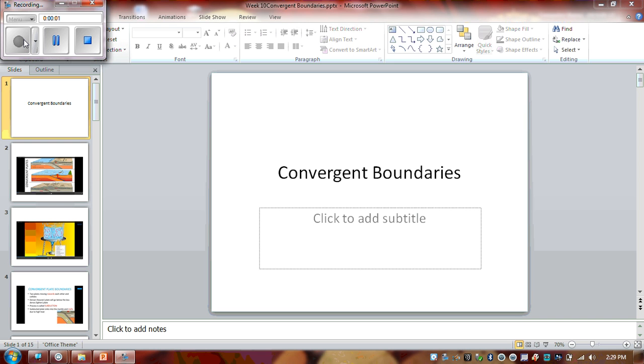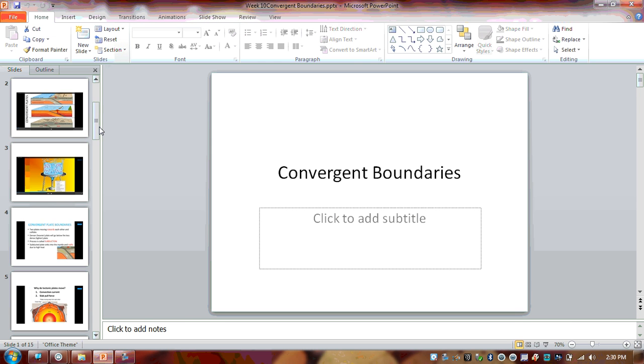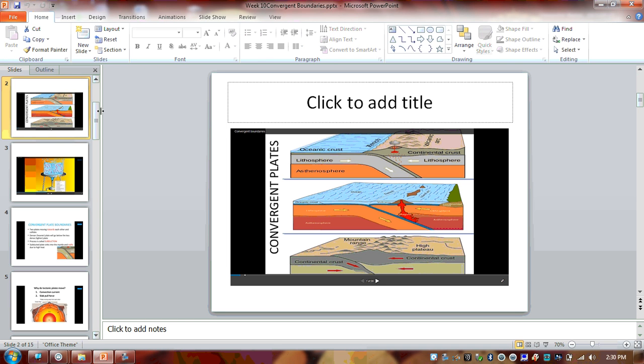Today I will be giving you an introduction to convergent boundaries, and I will be going into detail about what convergent boundaries are, the results of different types of convergent boundaries, and the landforms that they create as a result. Now, the first slide that you see is a very good visual of the types of convergent boundaries we get to see.